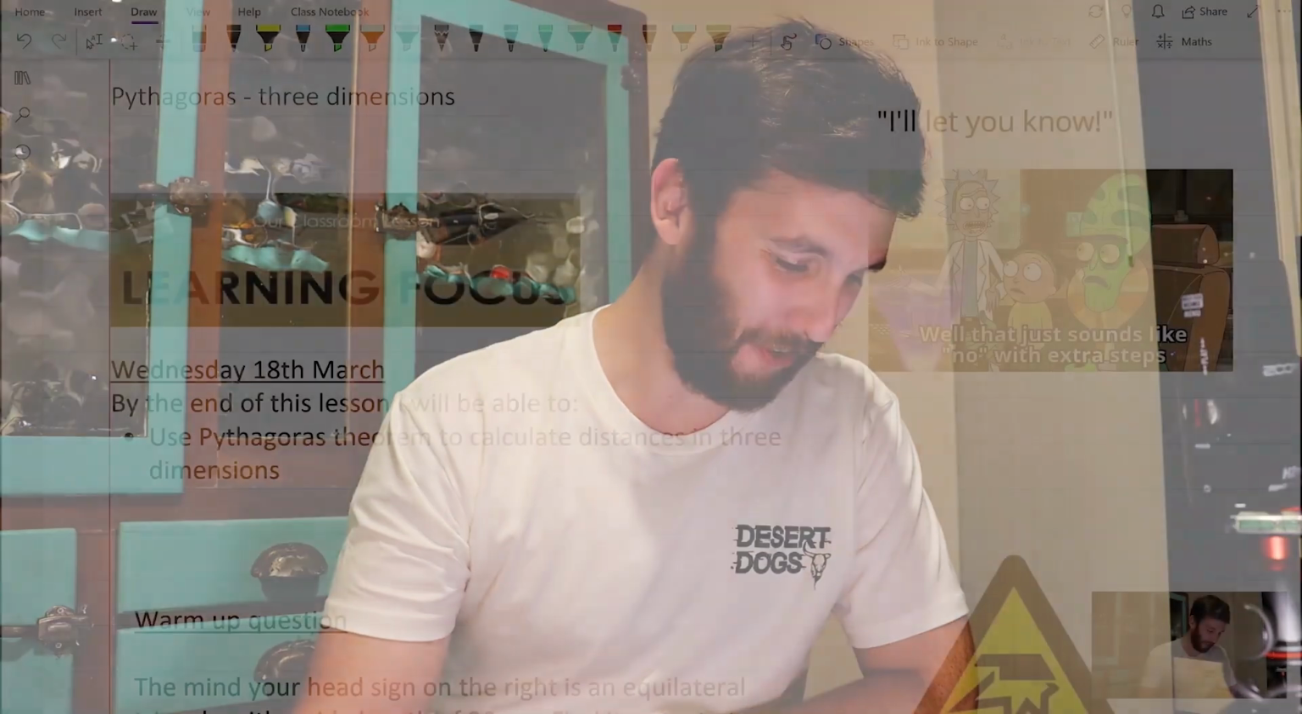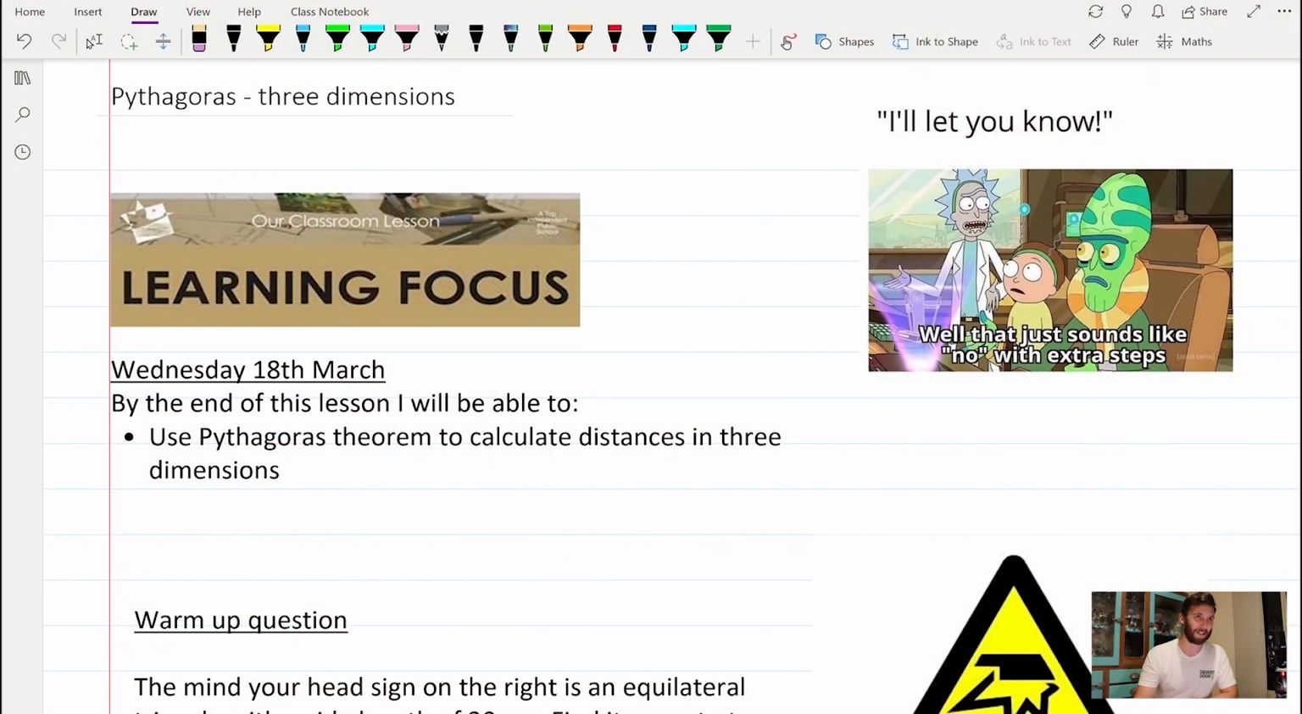Okay, so if we shift over and have a look at the learning focus for this session, we're going to use Pythagoras' Theorem to calculate distance in 3 dimensions. So by calculating it in 3 dimensions, it ups the difficulty compared to what you would have done last year.